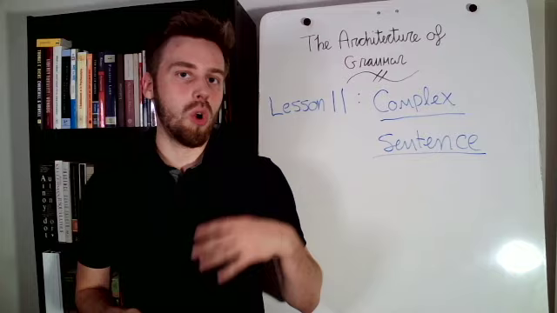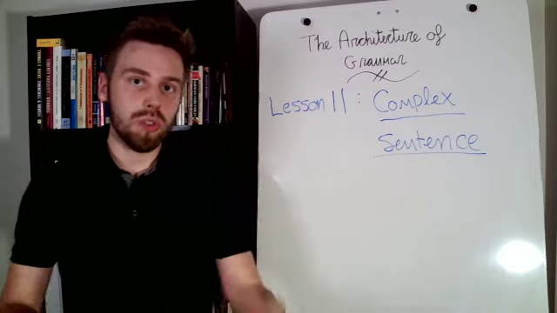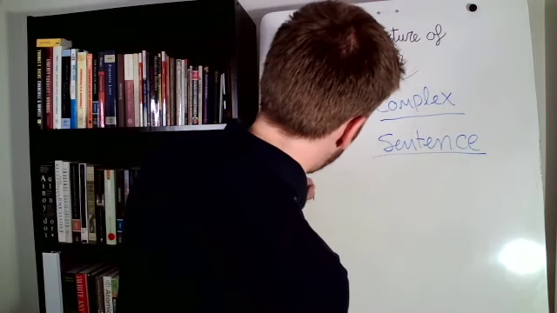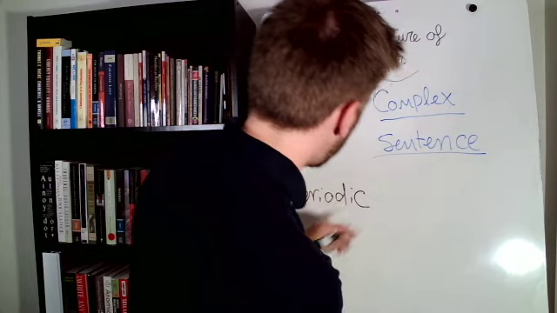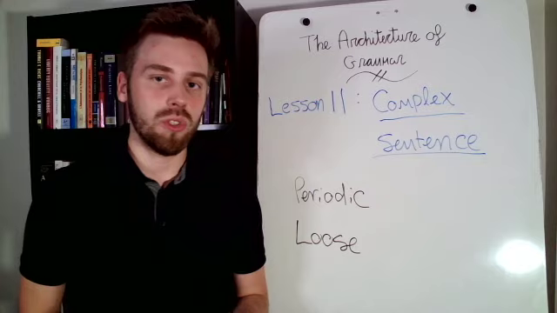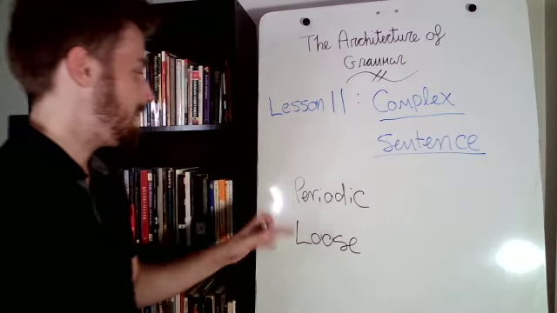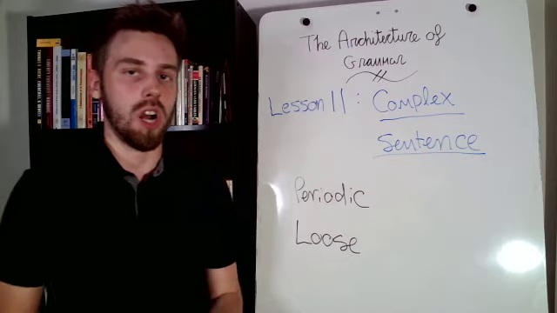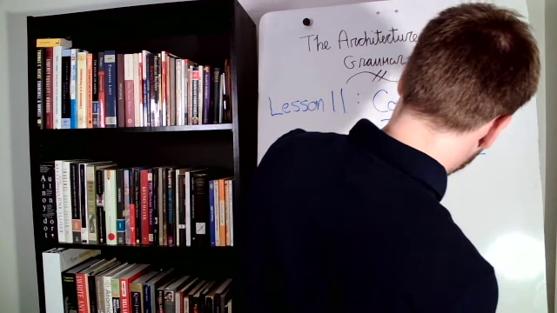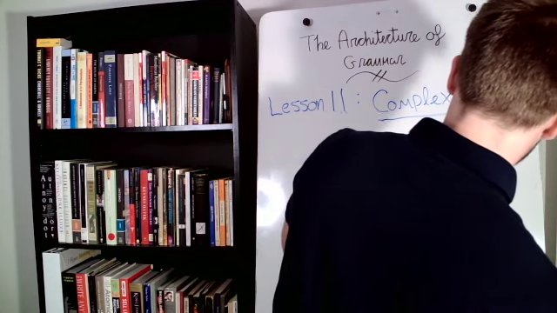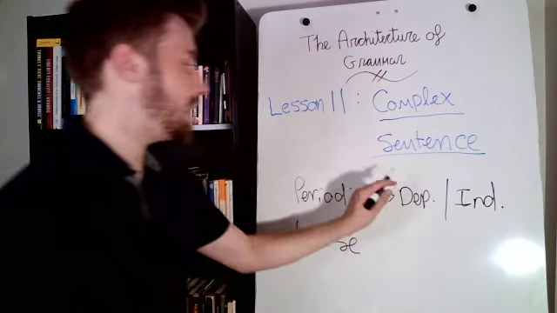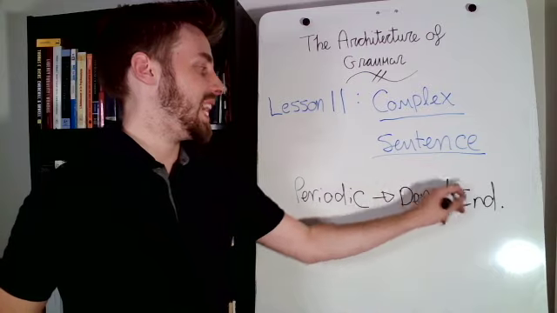What's also important to note about complex sentences is that there are two types of complex sentences. There are periodic sentences and there are loose sentences. And this really has to do with the order in which we place the dependent clause. So in a periodic sentence, we place the dependent clause first and then the independent clause second.